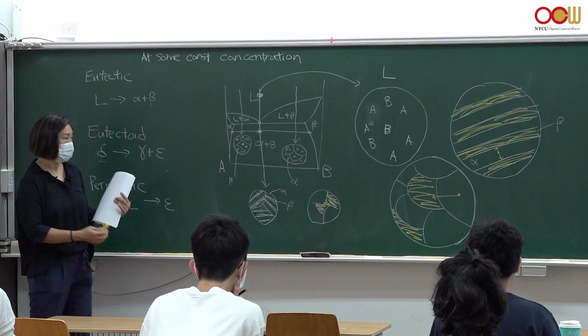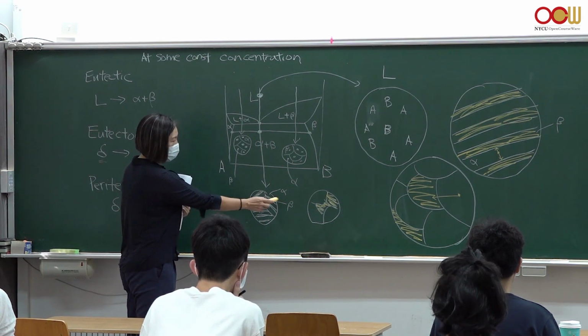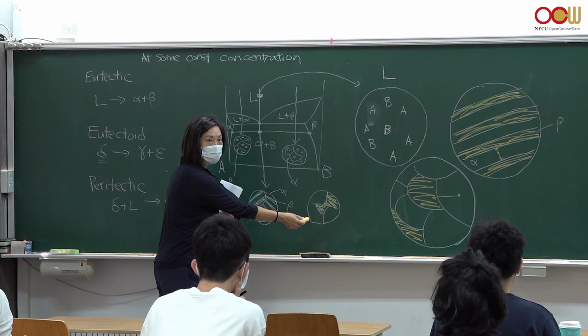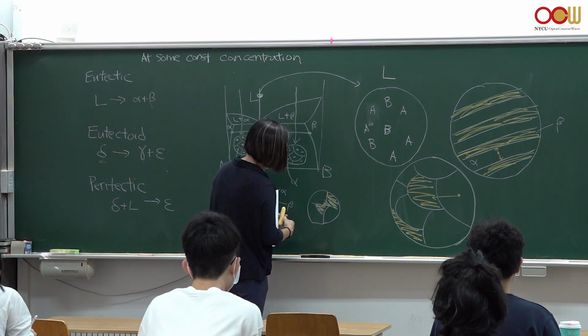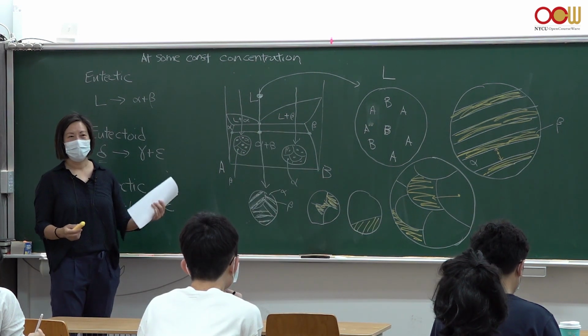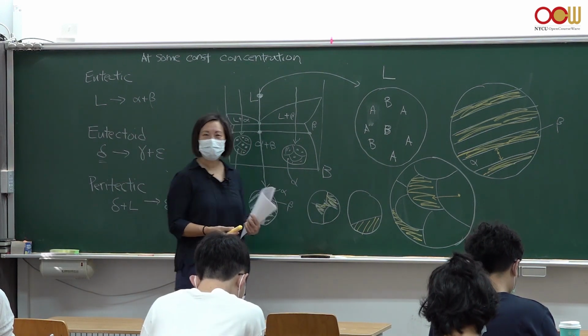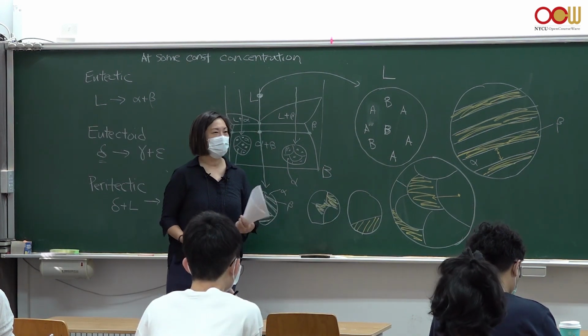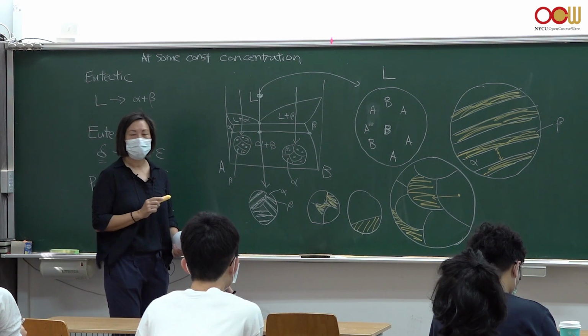So this material has lots of grain boundaries, right? And this material has fewer grain boundaries. So you can imagine the fewest grain boundaries might be like that, just 2 grains. One is alpha, one is beta. Very unlikely to happen, but that would be the lowest energy that something here can have.